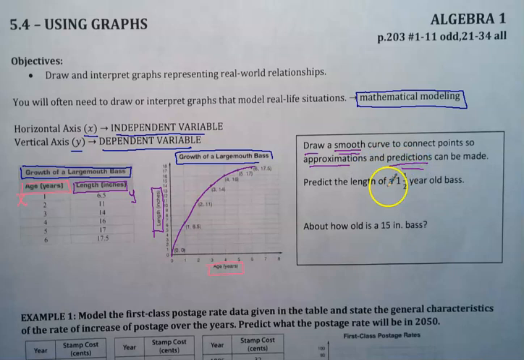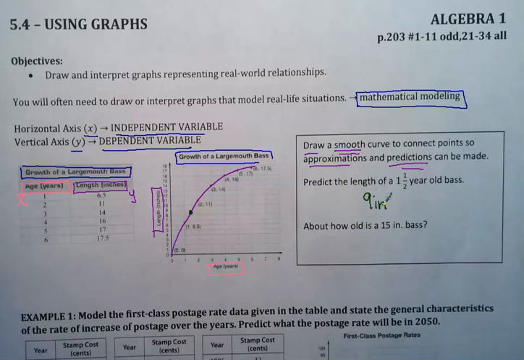It says predict the length of a 1.5-year-old bass. To do that, I'm going to go down here to my age in between 1.5, follow it up, and it lands right about there. What is that number? Can you tell what that prediction would be? It's about 9 inches, right? I would say that's about 9 inches. Good. It's a little hard to see sometimes in this graph. Hopefully I gave you time to do it on your own.